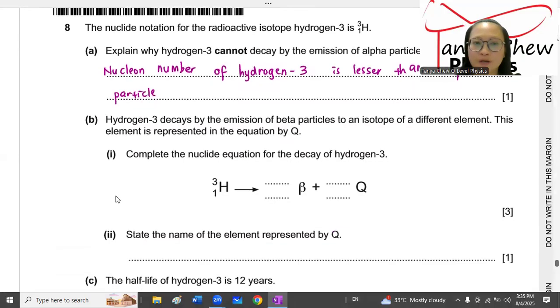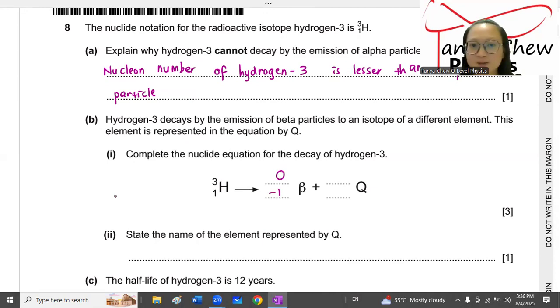B. Hydrogen-3 decays by the emission of beta particles to an isotope of a different element. This element is represented in the equation by Q. Complete the nuclide equation for the decay of hydrogen-3. So you have to know that a beta particle represents a fast-moving electron. Fast-moving electron, the mass number is 0, the nucleon number is 0, and the charge is -1.